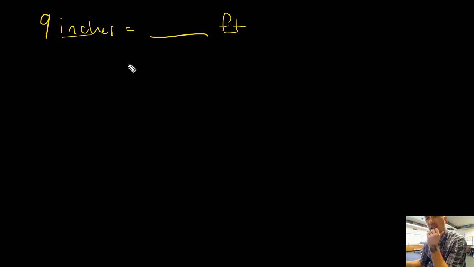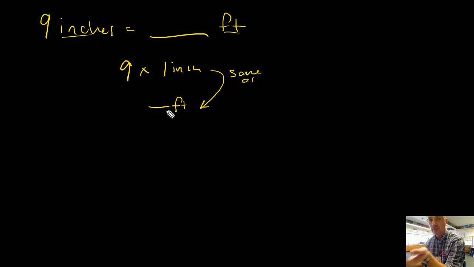So let's do this again. I have 9, and that's like saying I have 9 copies of 1 inch. And 1 inch is the same as how many feet? What fraction of a foot? Well, how many inches are in 1 foot? There's 12, so 1 inch would be 1/12th of a foot. Now I'm doing the same thing: 9 times 1/12th. If I have 9 1/12ths, then that means I have 9/12ths.